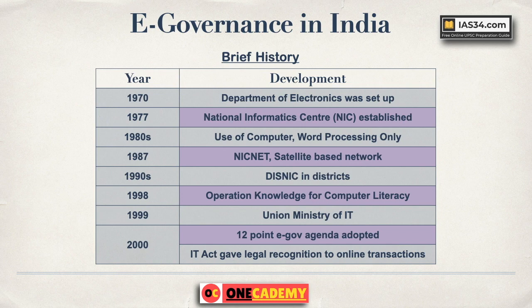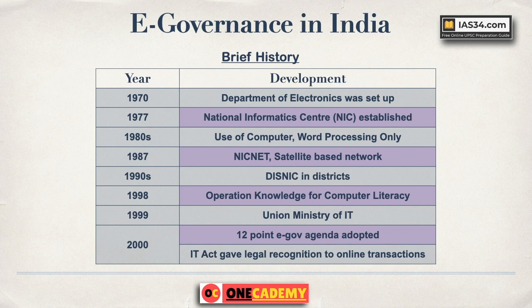In 99, the next year, the Union Ministry of IT was set up. Earlier it was only the Department of Electronics. Now a ministry altogether is set up. A lot of you do not understand what a ministry and a department is. In the central government, the ministry is the topmost, and under a ministry there might be multiple departments. In the state government, there are no ministries as such. In the state government, each ministry is actually called a department. Understood? So the Department of Electronics was set up in 1970.